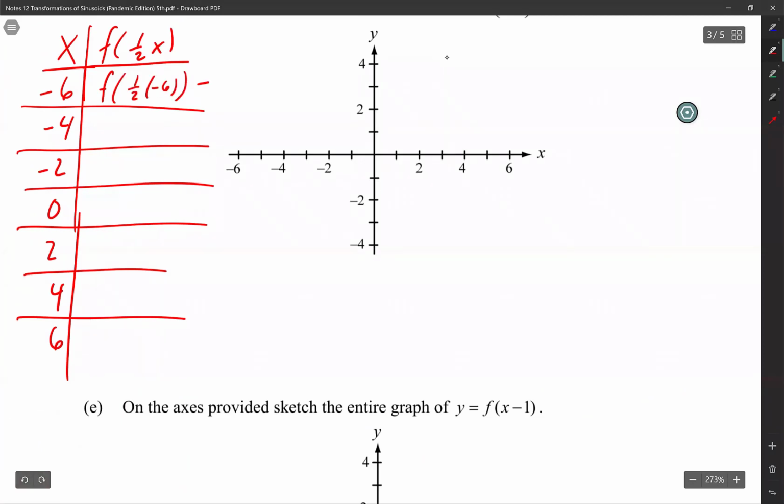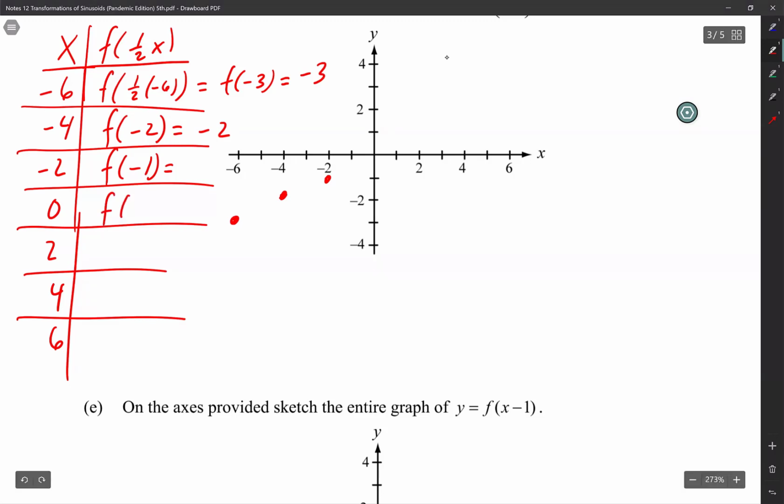Half of negative 6 is just negative 3. So I look for f of negative 3, and f of negative 3 is negative 3. So go to negative 6, negative 3, put a point. Half of -4 is -2. F of -2 is -2. So go to -4, -2, put a point. Half of -2 is -1. So -2, -1, put a point.